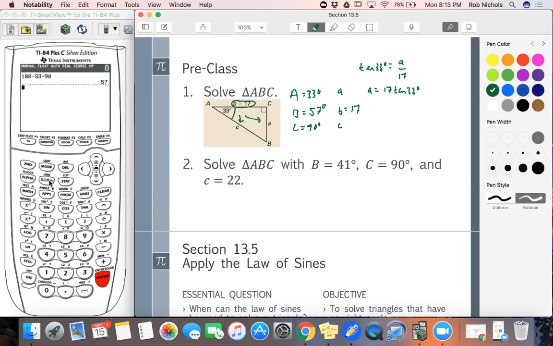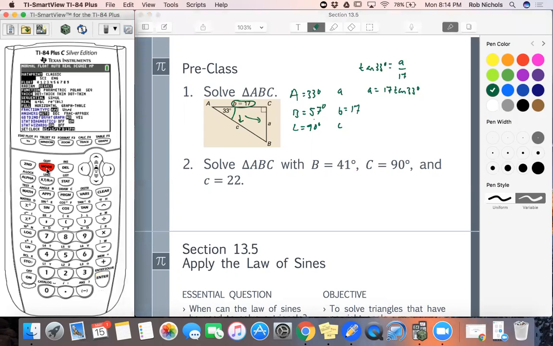I just need to verify that my mode is in degrees real quick, and it is. Okay, so let's type that in. We have 17 times the tangent of 33 degrees, and I get 11.0 for A.